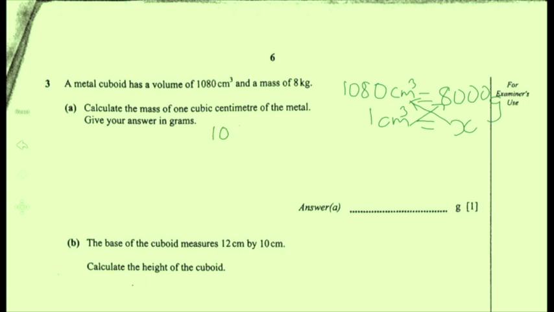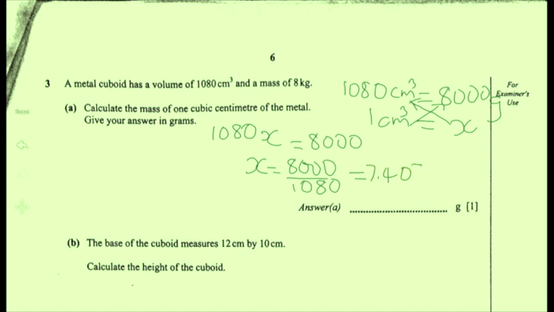So we'll have 1080 times x is equal to 8,000. Then your x will be 8,000 divided by 1080. So your answer will be 7.4074 and so on. You can write that correct to three significant figures, which is 7.41 grams. So that's the mass of 1 cubic centimeter of the metal in grams.